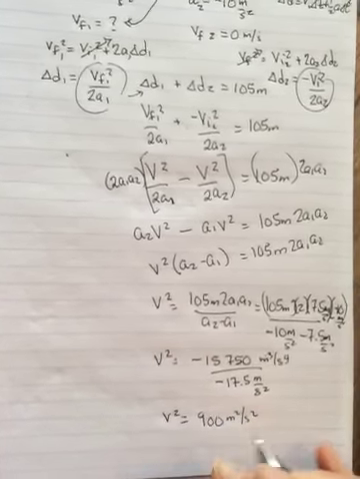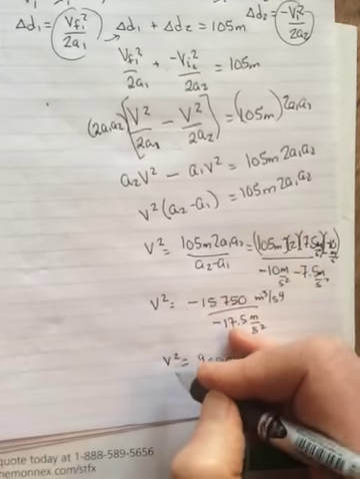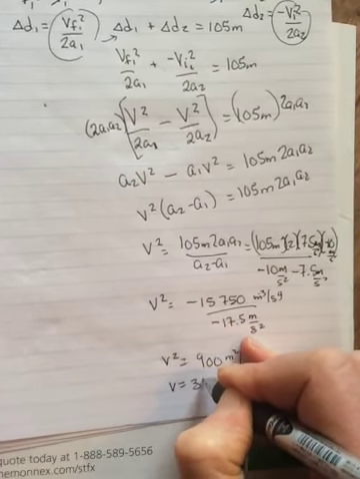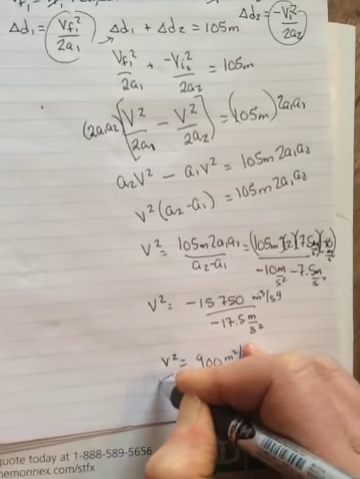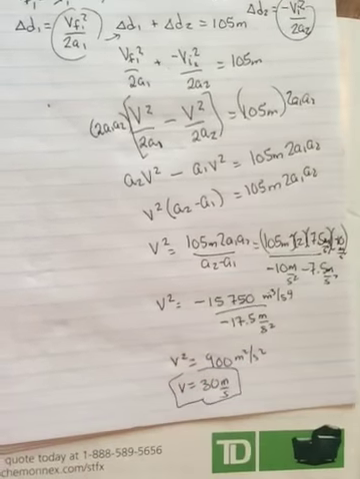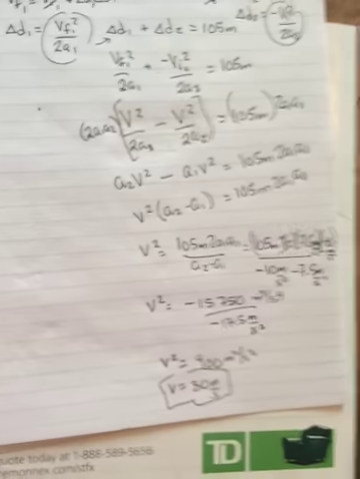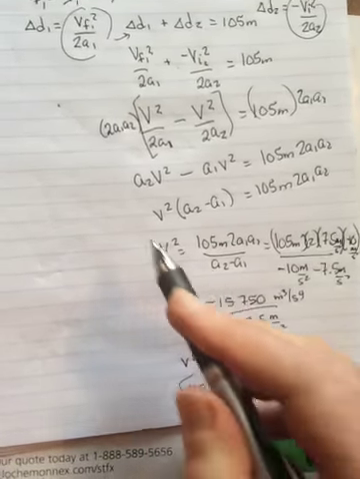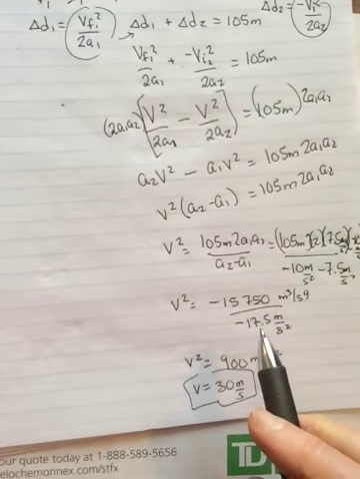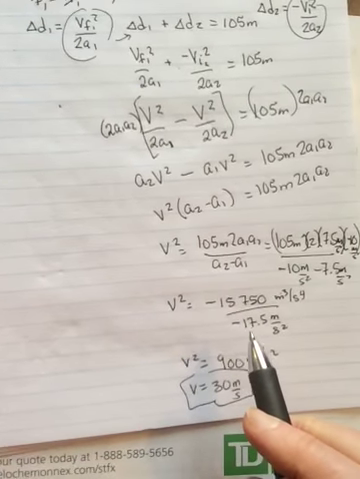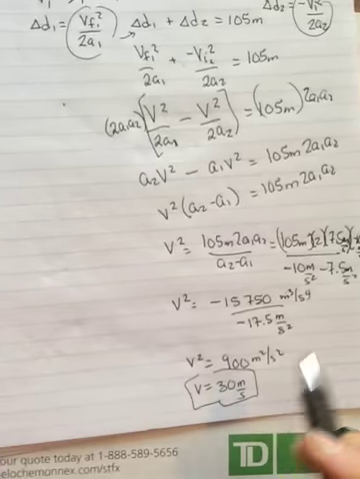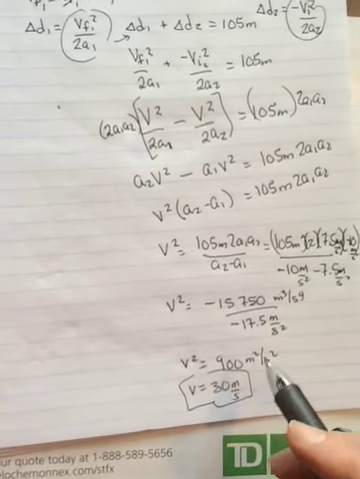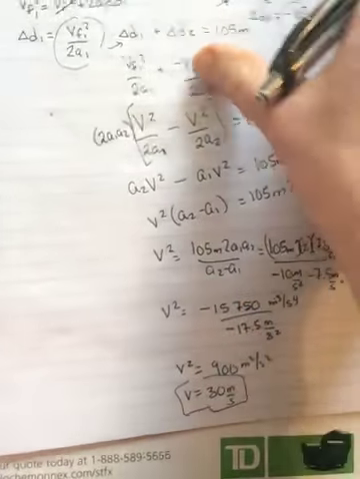Take the square root and get V is equal to 30 meters per second. Once you have that, then you can go back and fill it in for the delta D's, because I think it asks you speed and the times. So once you have this, then the rest are easy to find. So I'll leave that as an exercise for you to find.